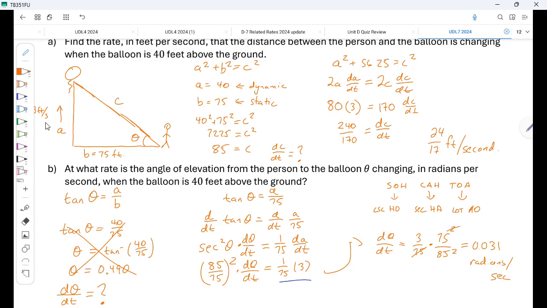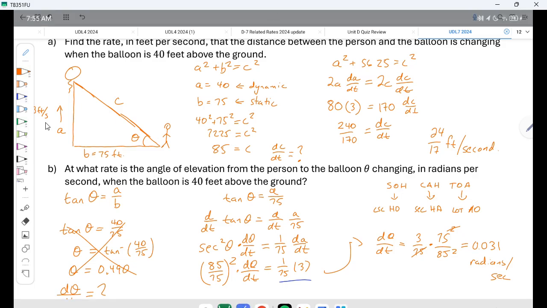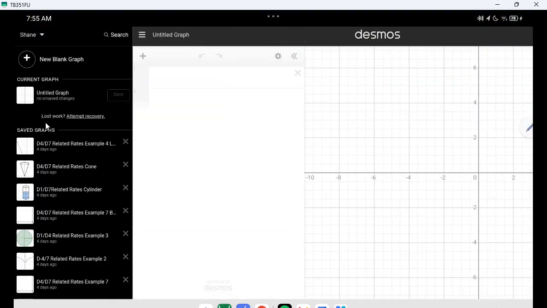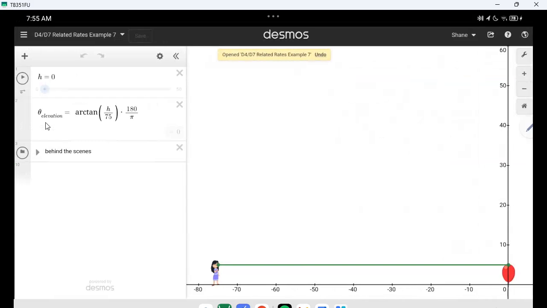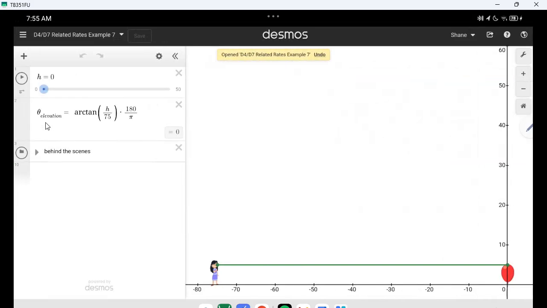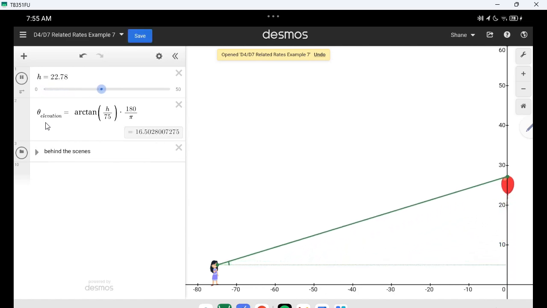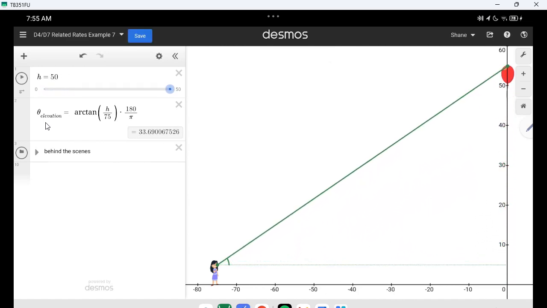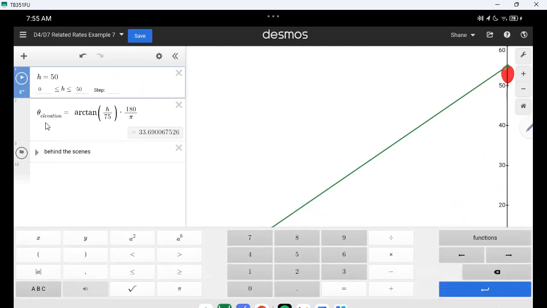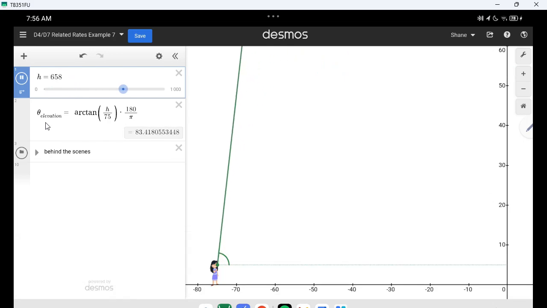By doing that with my hand, what I could do is pull up the Desmos that I made for it. Let's see, Example 7, there it is. So there is our balloon, and that's our angle increasing. If I let this balloon go up to like 1,000, the highest amount that angle could ever be, it won't ever get there, but it's approaching 90.